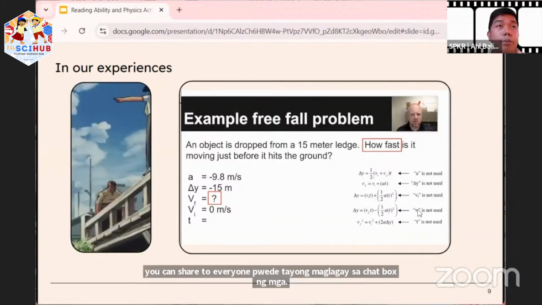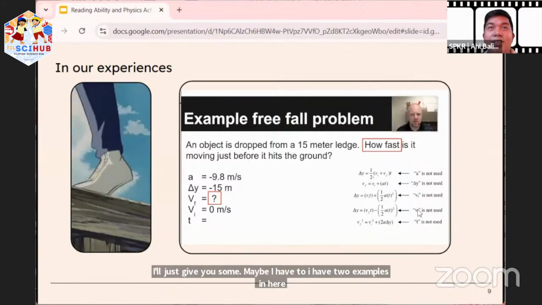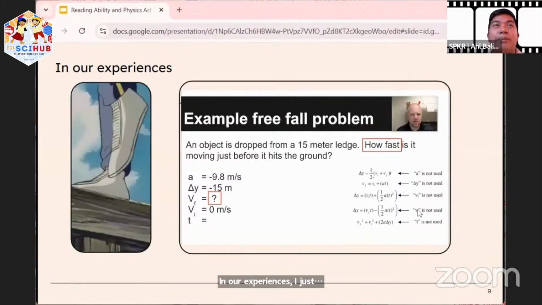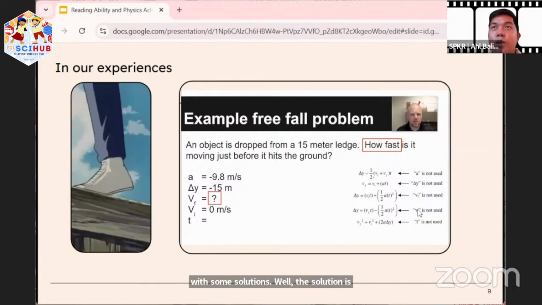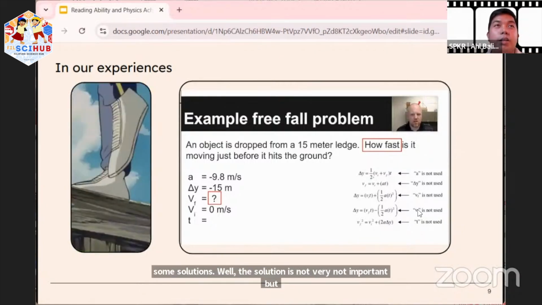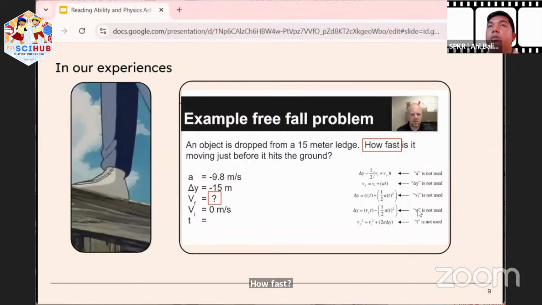So I'll just give you some. Maybe I have two examples in here. In our experiences, I just got an example problem here with some solutions. The solution is not that important, but if we look into the problem, the problem is about an object dropped from a 15-meter ledge. How fast is it moving just before it hits the ground?